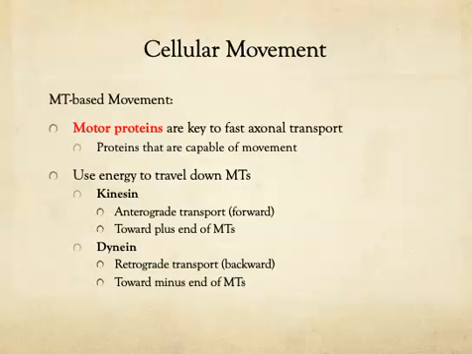Kinesin is going to travel in an anterograde fashion. It's going to travel toward the plus end. Dynein does the opposite. Dynein motor proteins follow retrograde transport, or backwards transport, so they're going to travel toward the minus end of microtubules.